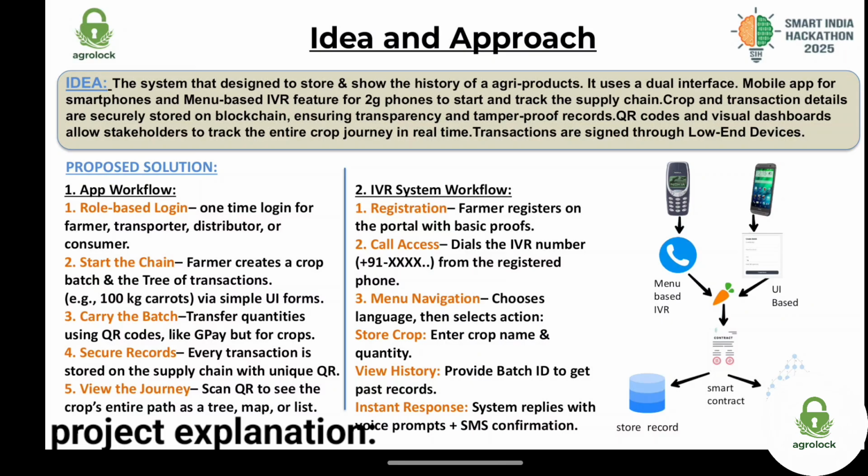Store the crop. The crop name and quantity can be stored. View history. The farmer can easily view the journey of the produce by giving the provided batch ID to get the past records. Instant response. The system replies with voice prompts plus message confirmation.